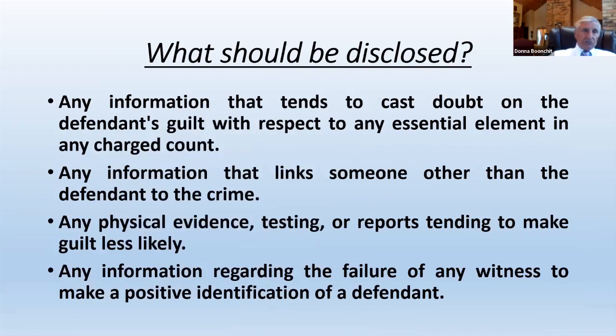What should be disclosed? One, any information that tends to cast doubt on the defendant's guilt with respect to any essential element in any charged count. Doesn't have to be the whole case. Could be an element that casts doubt. Two, any information that links someone other than the defendant to the crime. Three, any physical evidence, testing, or reports tending to make guilt less likely. It may not exonerate him, but again, if it has to do with making guilt less likely, it might also have an effect on sentencing.